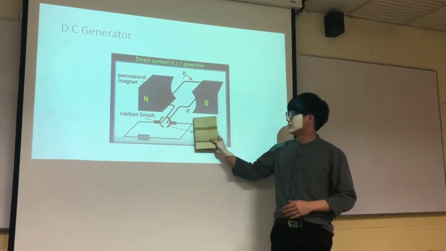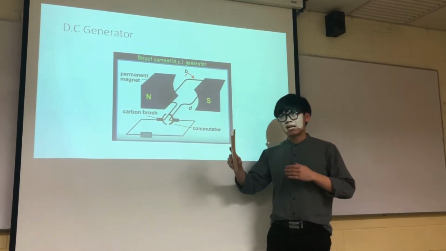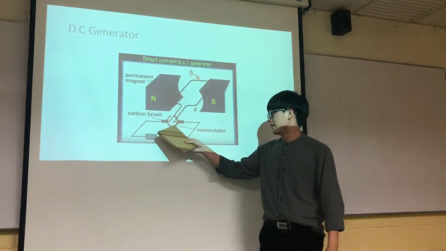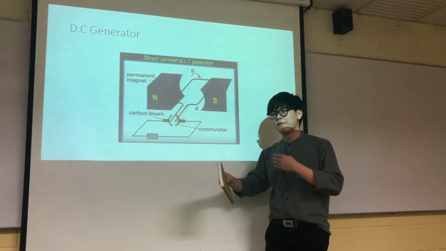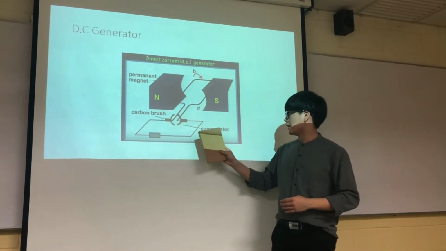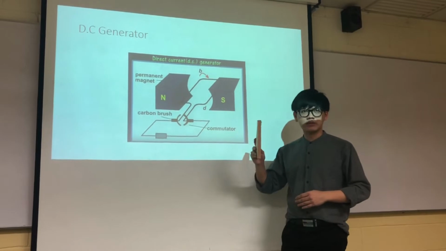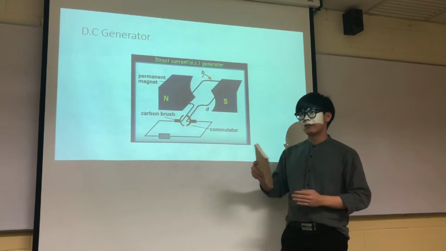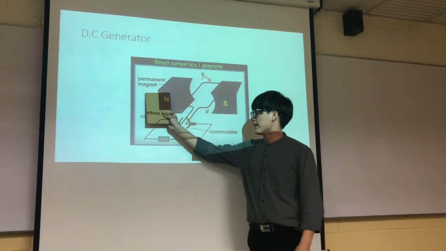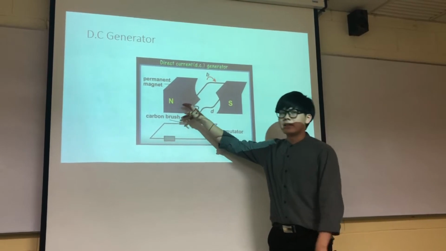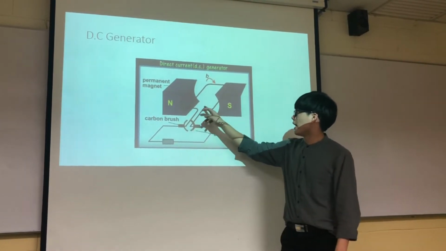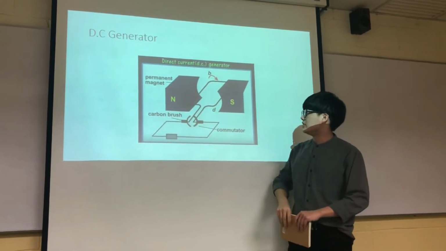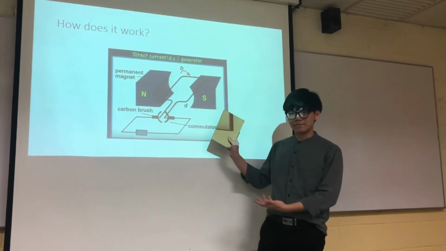So here we have a DC generator, and now I'm going to explain the function of each component here. The function of carbon brushes is to maintain contact with the commutator and allow the current to flow without tangling the wire. And here, the commutator is to allow the current to reverse in direction after a 180-degree rotation. And now we have the permanent magnet, which provides a magnetic field from north to south. And lastly, we have a wire coil which allows the induced current to flow when the DC generator starts working. So how does it work?